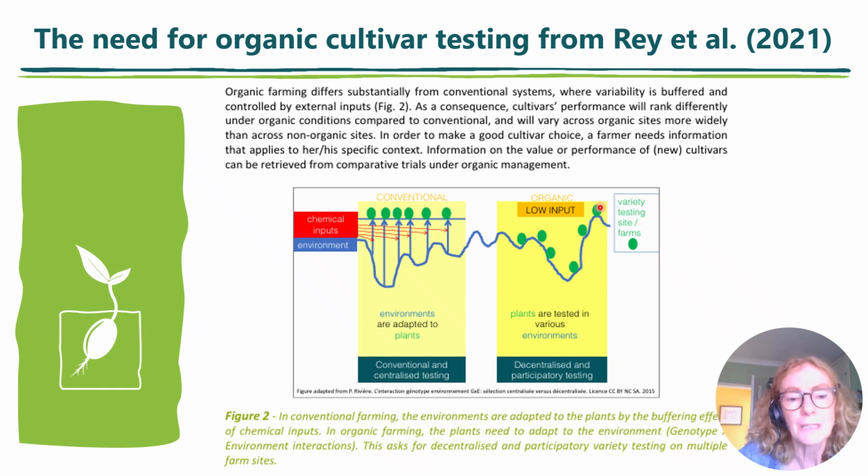And so one of the justifications for doing decentralized distributed variety testing in organic systems is that those varieties that perform best in conventional may not be the same ones that perform best in organic, because of these very different management conditions and how we deal with environmental variability. So that's illustrated there.